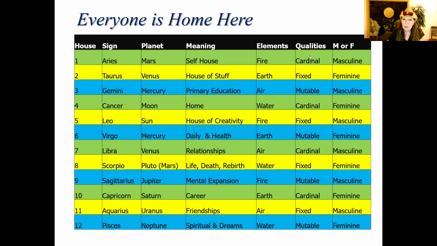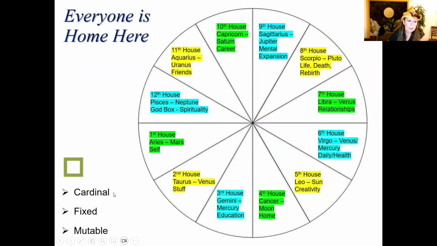So we have cardinal squares, fixed squares, mutable squares. So there's a few different types of squares, but Aries to Cancer is a square, but Aries to Libra is not a square. That's an opposition. But if you go Capricorn to Aries, that's a square. So anything that's 90 degrees apart, let's look at it on our pretty little chart. They're either cardinal, fixed, or mutable. The squares. Oh, here we go. A square. That makes sense.